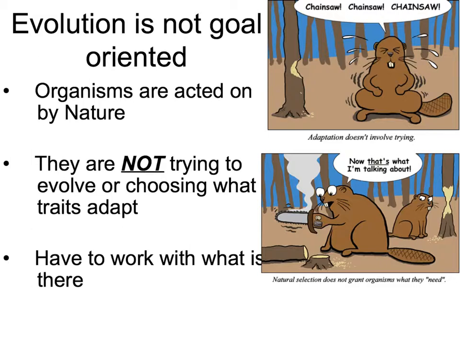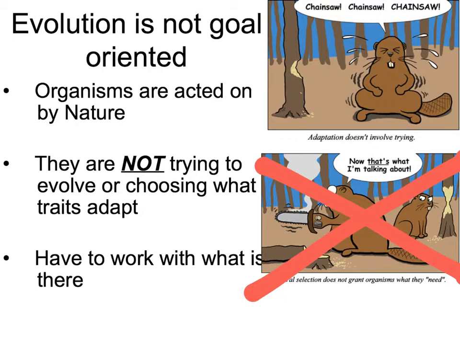So in this cartoon, we see that this beaver is trying to adapt a chainsaw so that it can quickly and efficiently cut down trees. This is not how evolution works. There was no genetic coding for that chainsaw to start with, so that beaver cannot will a chainsaw into being.